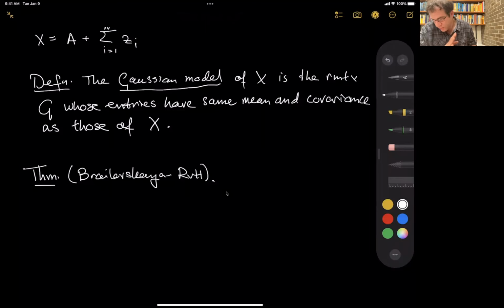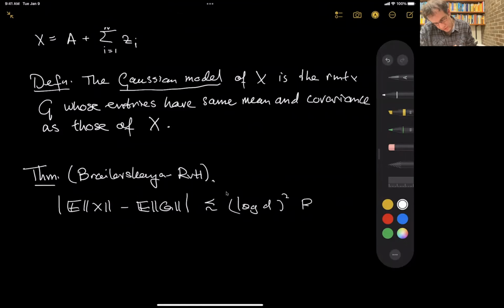But for simplicity, let me cheat a little bit. Basically, what we're saying is we are not going to say anything about the norm of X. We're simply going to say that the norm of X minus the norm of its Gaussian model is bounded by some power of log. In this simplified form, let me write log squared, then it's basically correct, times this parameter R that we had on the previous slide. R is just the maximal size of the Zi's.